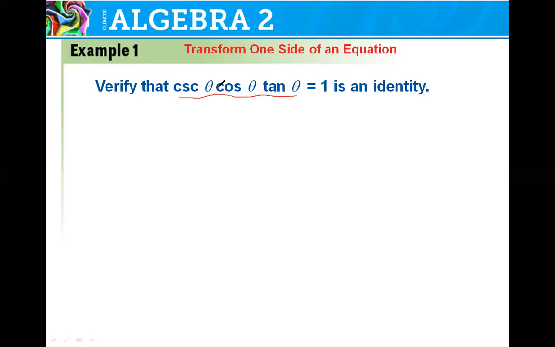What about cosec? Cosec is 1 over sine theta, right? Excellent. So instead of cosec, I write 1 over sine. Cosine I drop as it is. What about tan? Tan equals what over what?